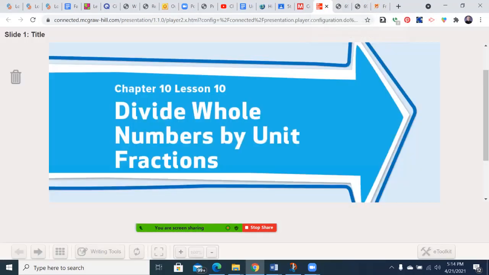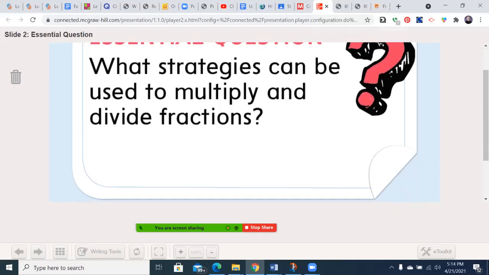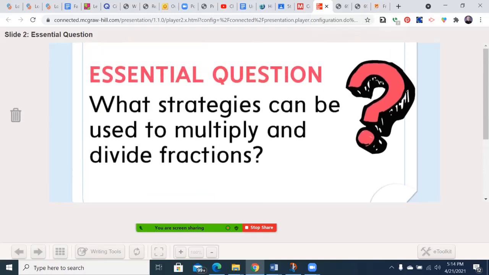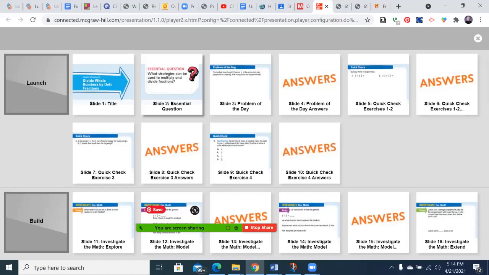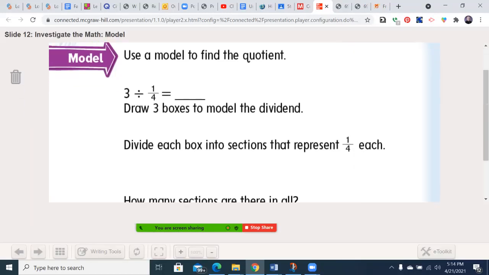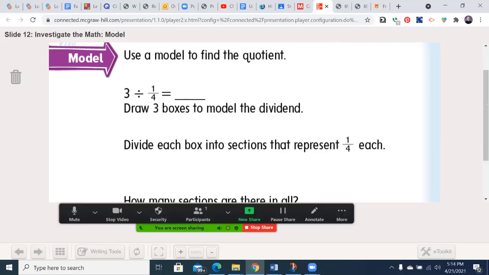All right, so let's return to the title screen. Our essential question now is what strategies can be used to multiply and divide by fractions. Today we're still using a little bit of modeling, but a little bit of math as well. Both things are going to go into this. Let's begin in the part that is not in your book, the investigation. Use a model to find the quotient.